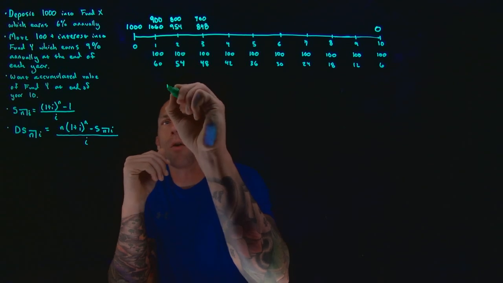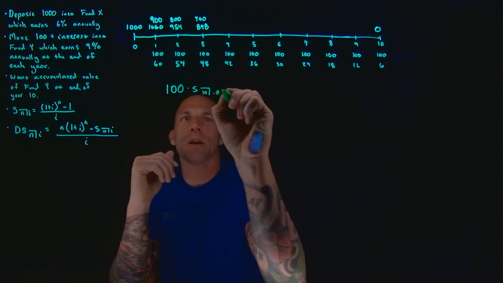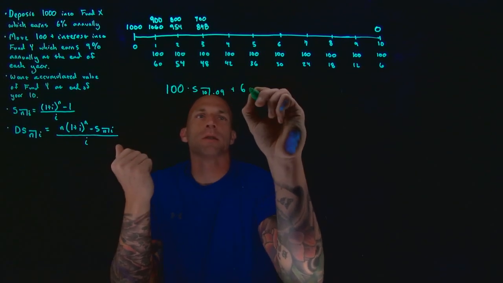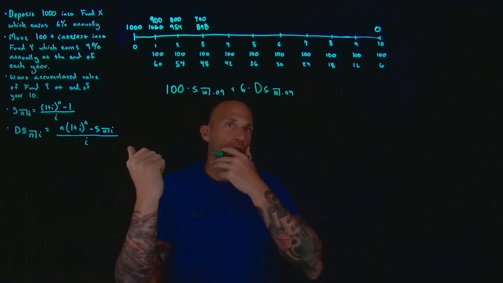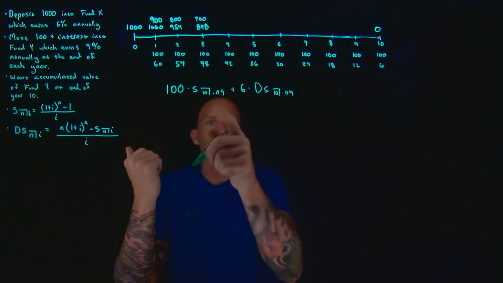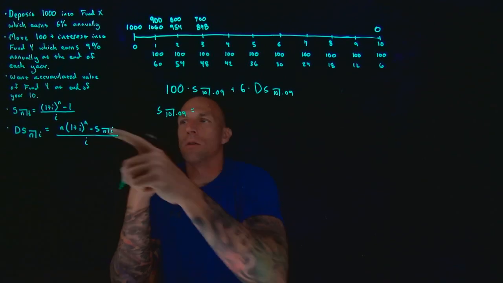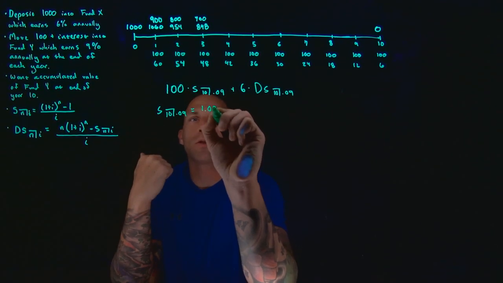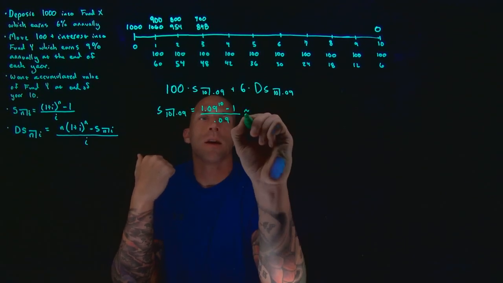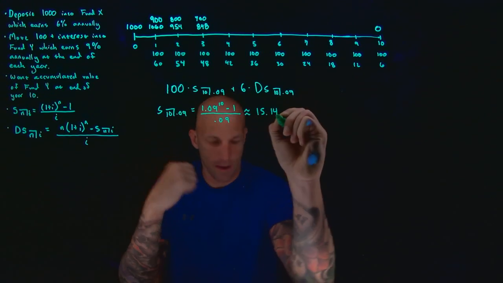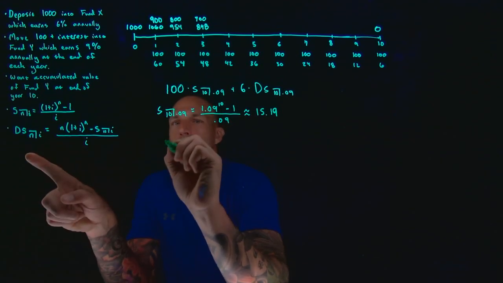So this is the formula, or the equation that we're going to write. 100 times S sub 10 at 9% plus 6 times the decreasing annuity over 10 years at 9%. Let's get a value for the first annuity. Using our formula, we take the accumulation factor, raised to the power of 10, subtract 1, divide by the interest, and get 15.14 or 15.19, thereabouts.